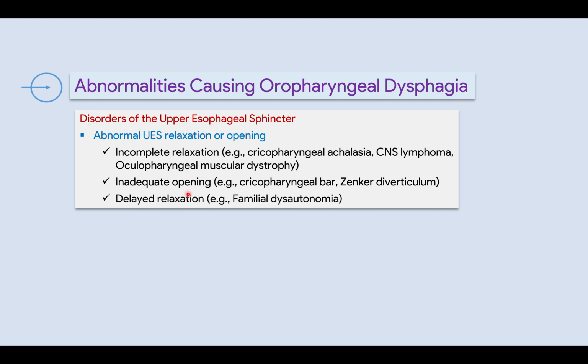Second is inadequate opening. Even though there is no structural issue, there is inadequate opening because of a cricopharyngeal bar or Zenker diverticulum, and the patient will have oropharyngeal dysphagia. Or there could be delayed relaxation, that means in the rare cases of familial dysautonomia.